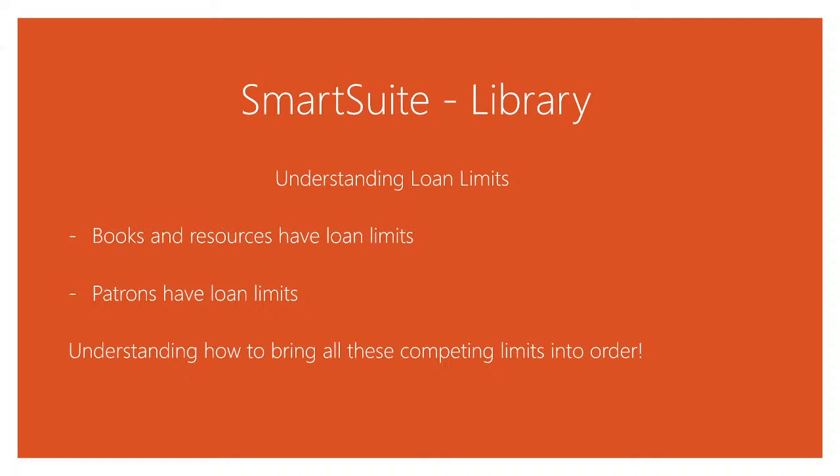Then we're going to talk about the loan limits on patrons. And then what happens when an item loan limit conflicts with the patron loan limit? So we're going to show you how to bring all of this together. And in the event that you want to override all the default settings, can you do it? And the obvious and straight answer is yes, you can.